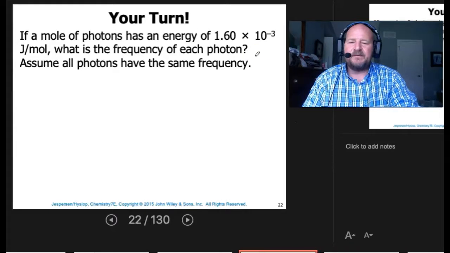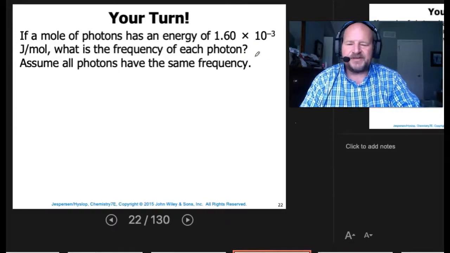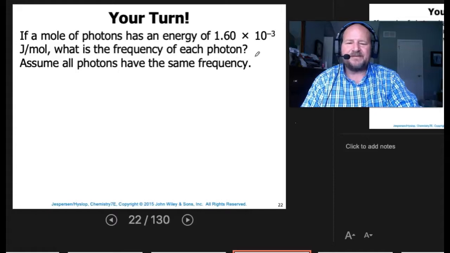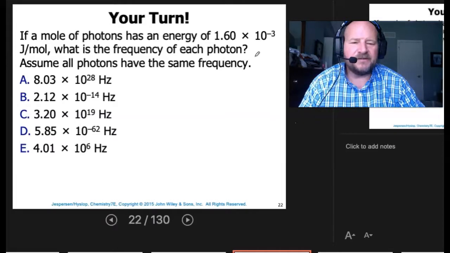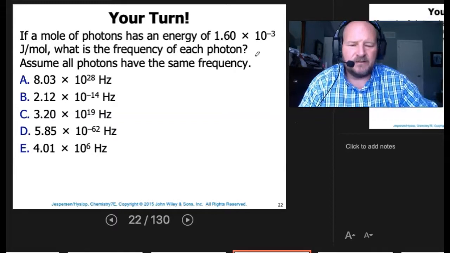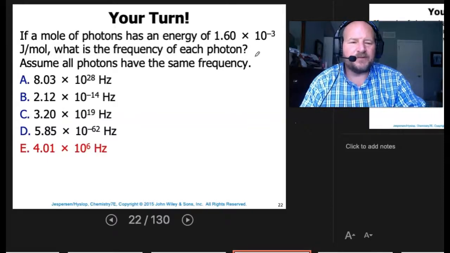If a mole of photons has an energy of 1.60 times 10 to the negative 3 joules per mole, what is the frequency of each photon? Assume all photons have the same frequency. Again, we'll pause here for a second. And hopefully your answer is E, 4.01.